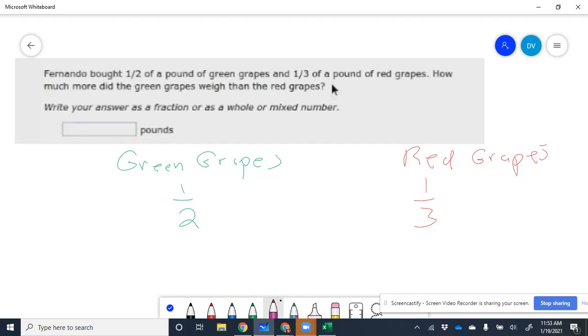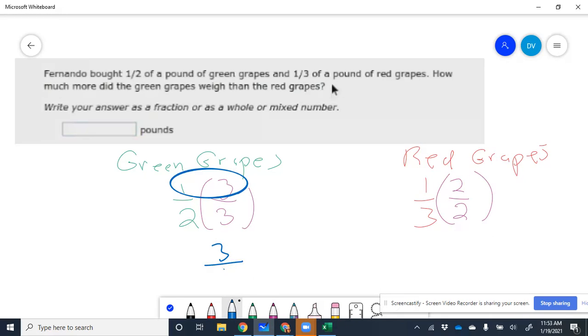So what we'll want to do is to get a 6 for this first fraction, we'll need to multiply by 3 over 3. To get a 6 here, we'll want to multiply by 2 over 2. So this first fraction, the top will be 3, the bottom will be 6. 3 times 1 is 3, and 2 times 3 is 6. Over here, 1 times 2 is 2, and 3 times 2 is 6.